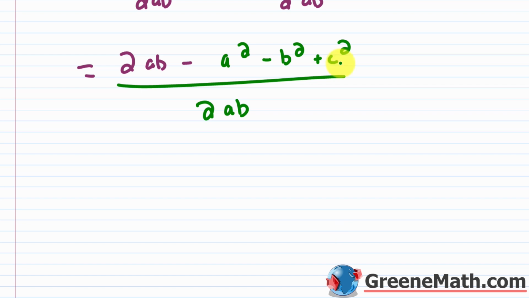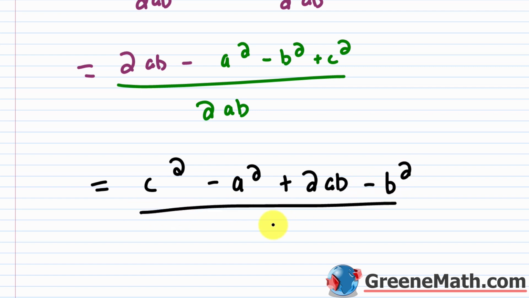So the first thing is you have this c squared. You're going to want to write that out in front. So let me just put equals, and I'm just going to put c squared here. And then the next thing is, let me reorder this and say this is minus a squared. And then I'm going to put plus 2ab. And then I'm going to put minus b squared. And this will all be over 2ab.